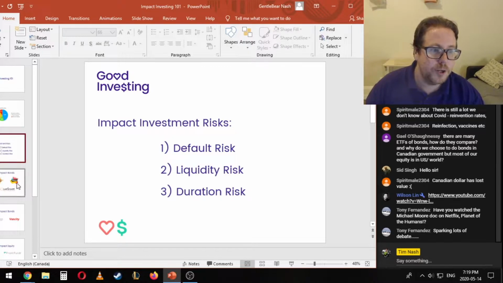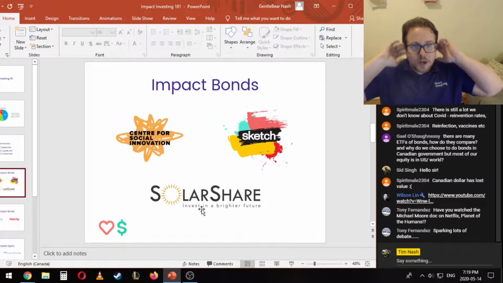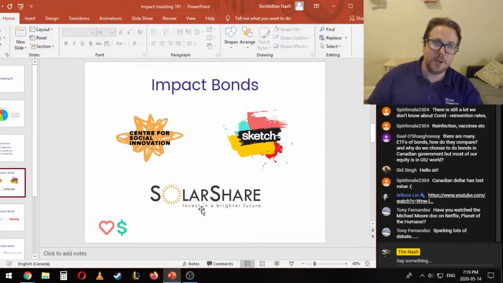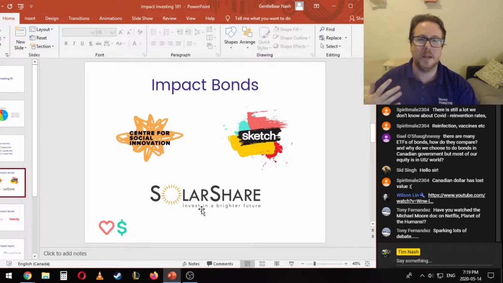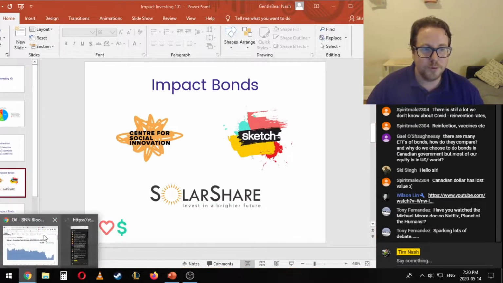So I'm going to show you a wide range of spectrum. I'm going to start on the bond side of the equation, just because I'm a little more comfortable on this side when it comes to impact bonds. These do tend to be, I would say, a little more stable. This is something I'm a little bit more comfortable with. So I'm going to give you some examples of these impact bonds that are available right now. So I'll just go through them.